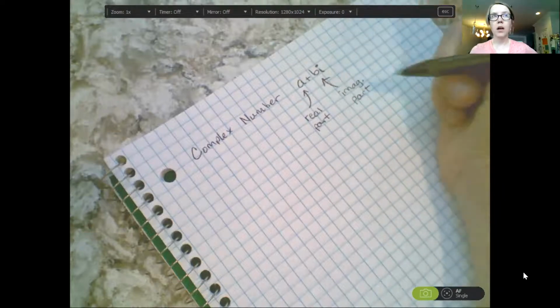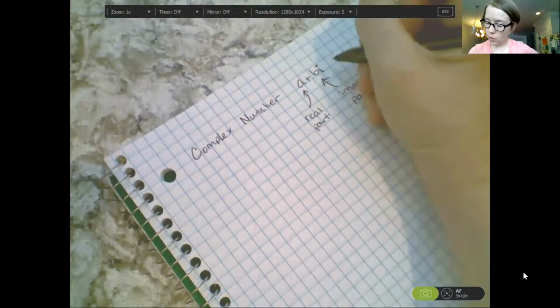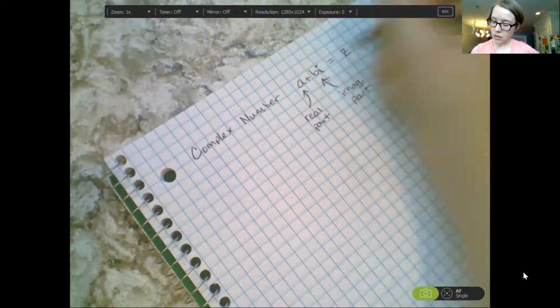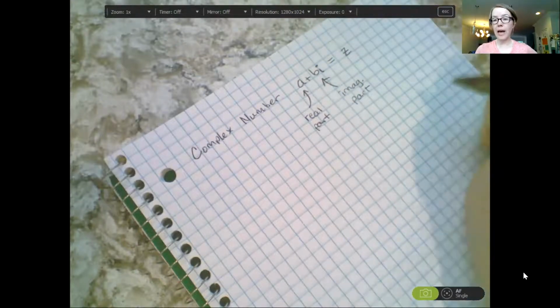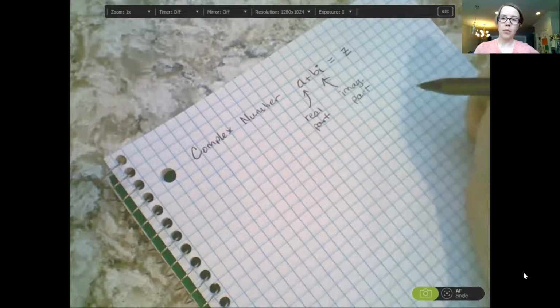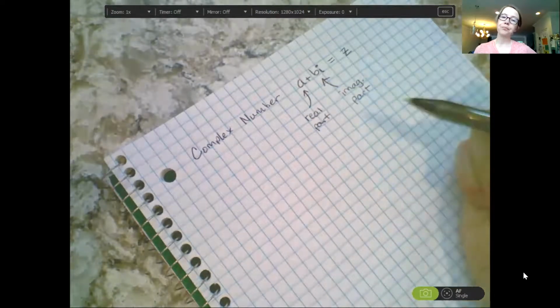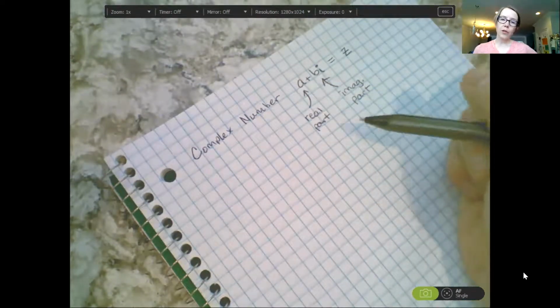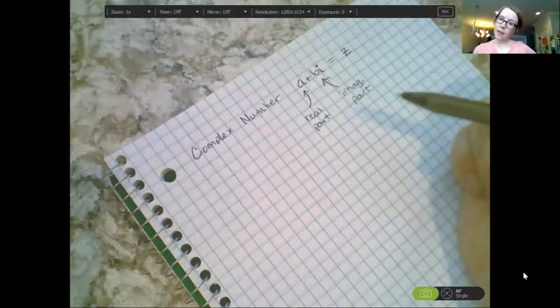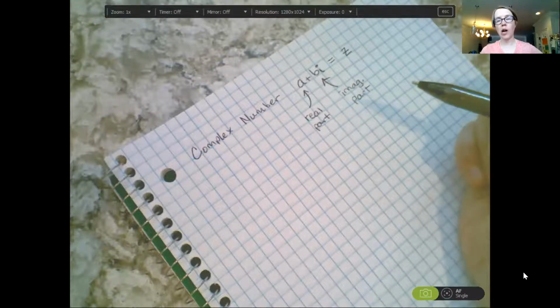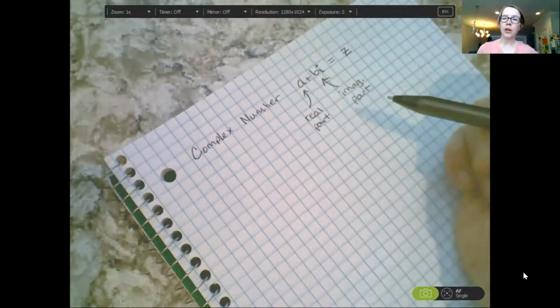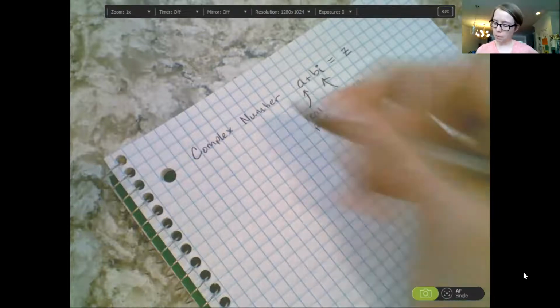Sometimes complex numbers are referred to as just Z. So we're going to use that in just a second for something that we're going to do. So this whole thing we can call Z. So I don't know if you guys have done graphing with these in the past. Probably not. I don't know that a lot of teachers do that. You usually talk about how to add them together and subtract them and multiply them and all that, but you never really talk about graphing.